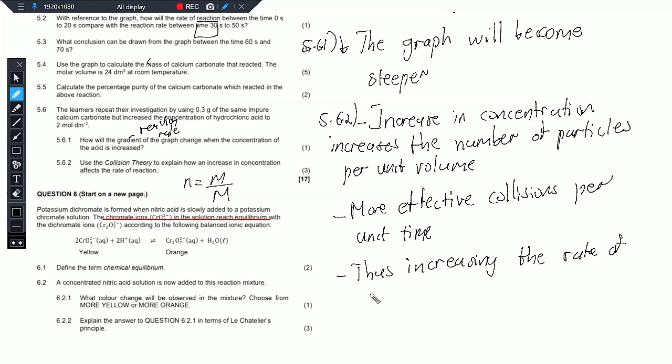So it is very important that you say increased concentration, the number of particles increases per unit volume, more effective collisions per unit time, increasing the rate of reaction. So that's the 3 marks there. Make sure that you note that.